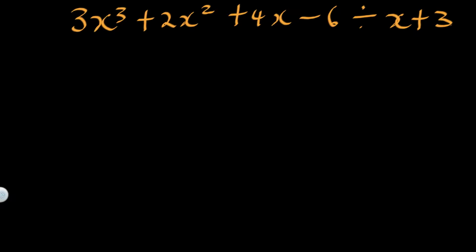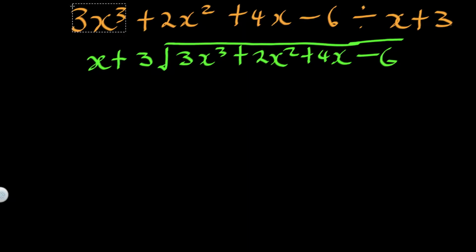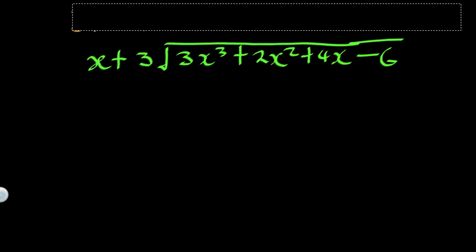All we need to do is to rewrite. Let's rewrite our equation in this form. Our divisor comes here, x plus 3, and then it's dividing into 3x cubed plus 2x squared plus 4x minus 6. Okay, let me remove this. All right.